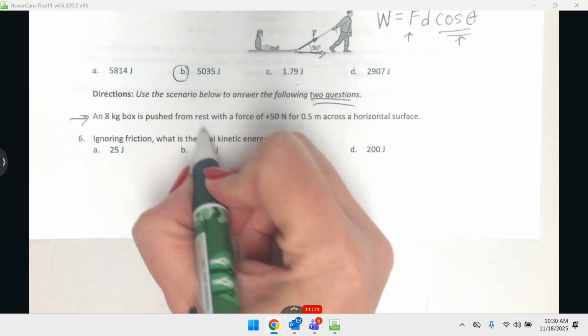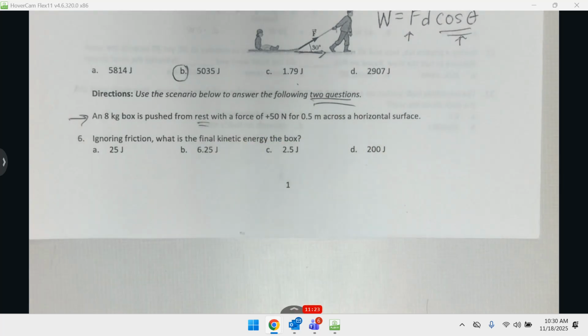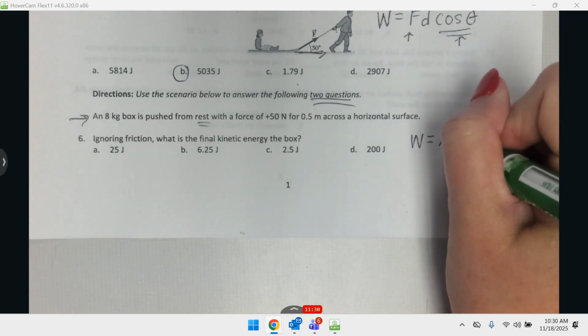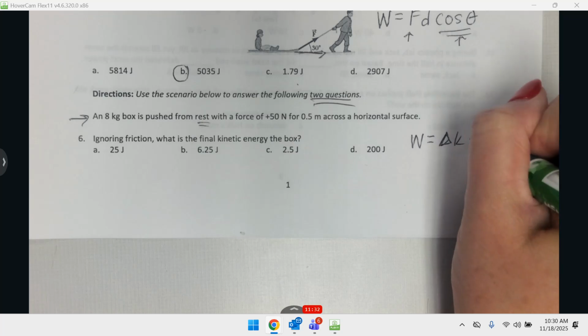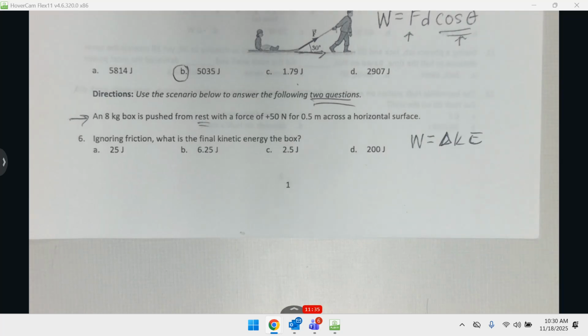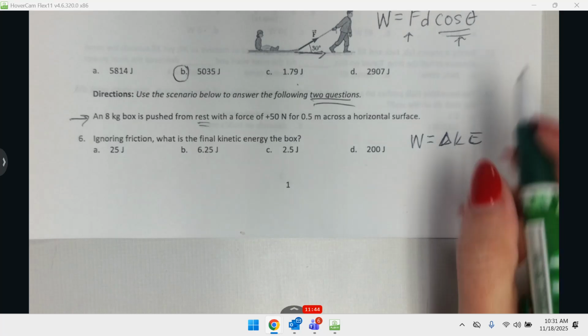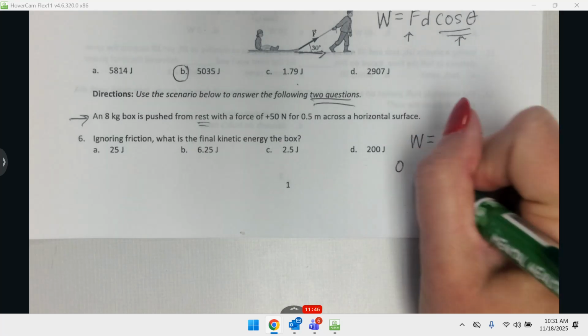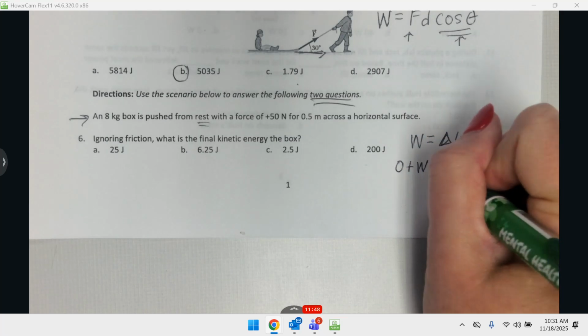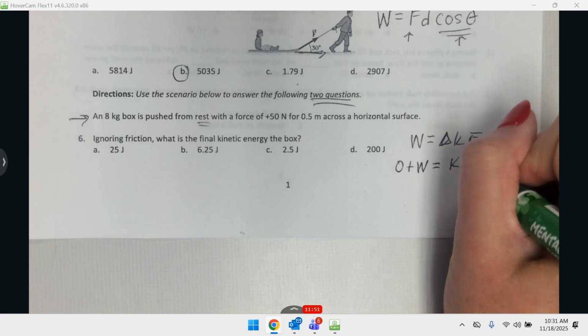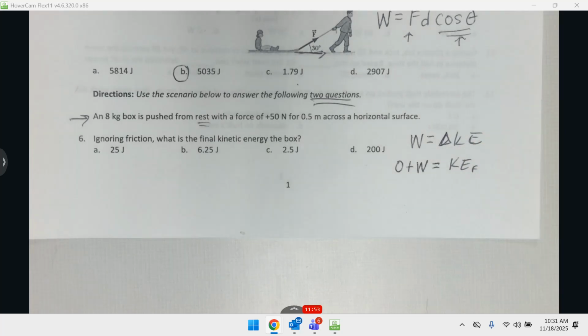Initially this thing is at rest. It is moving at the end, and the only reason it's moving is because there's work being done, and that work is equal to the change in kinetic energy. You could also write out that energy equation. Remember we said initial energy plus work equals final energy. It's the same thing, just rearranged. My initial energy is 0, plus the work would equal my final energy. I can get my equation from there.